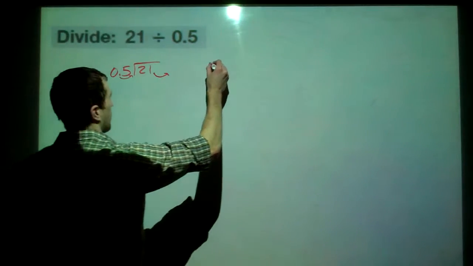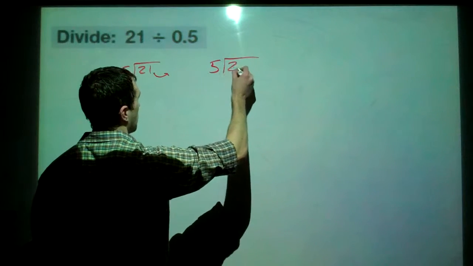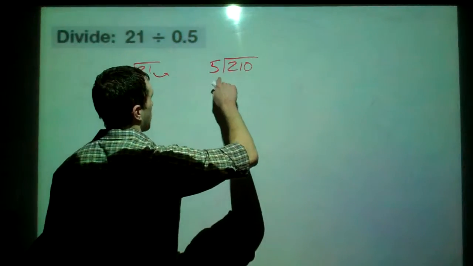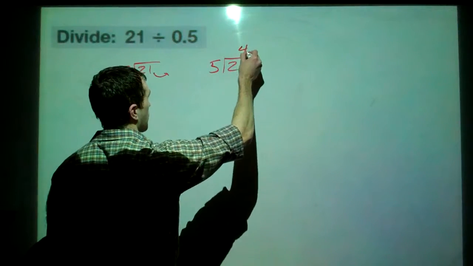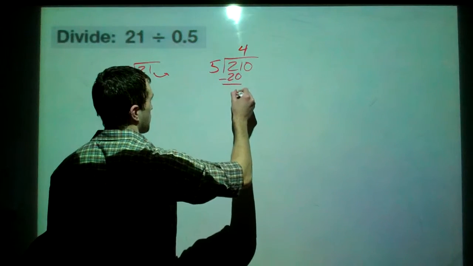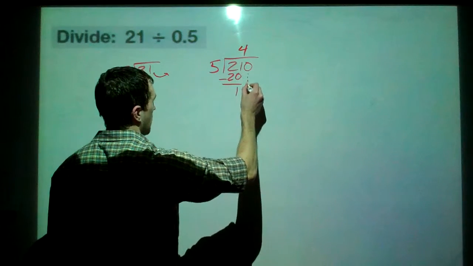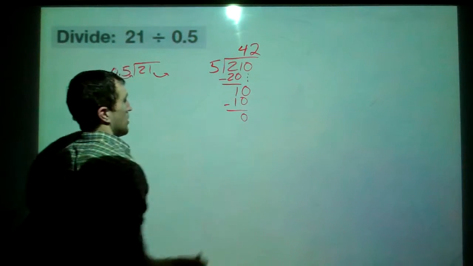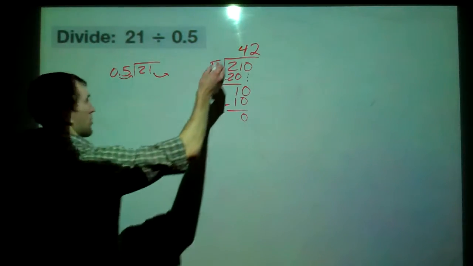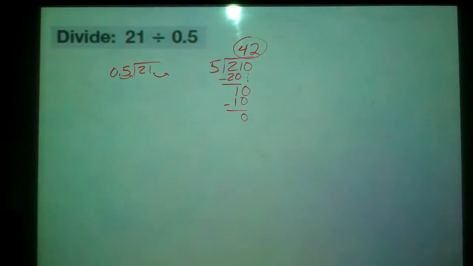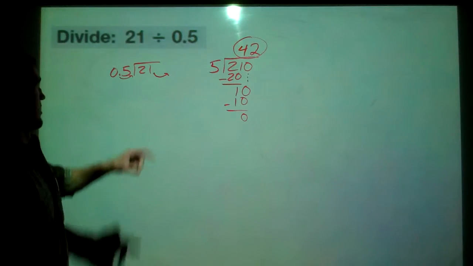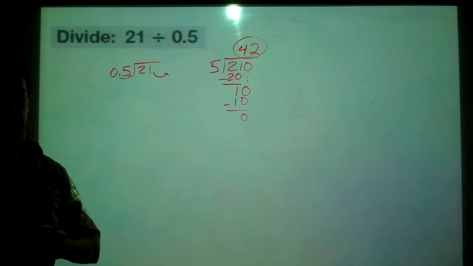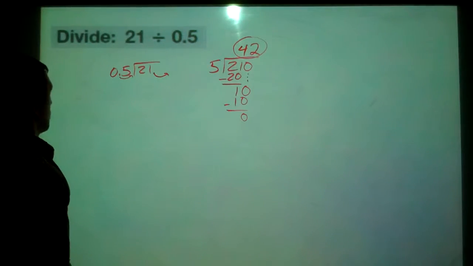So now we have 5 goes into 210. So 5 goes into 21 4 times. Subtract 21, 20, 10, 42. Alright, so how many halves go into 21? 42 of them do. So basically when you divide by a half, it's the same thing as doubling your dividend. So that's a relationship that we will run into quite often as well.